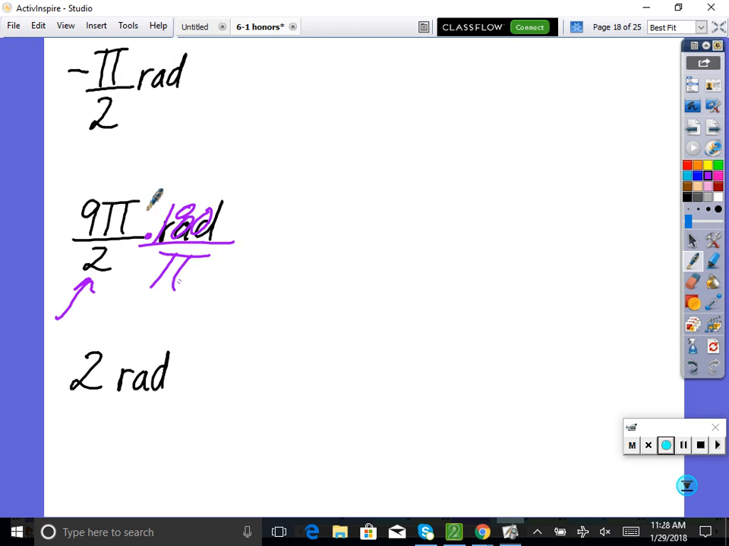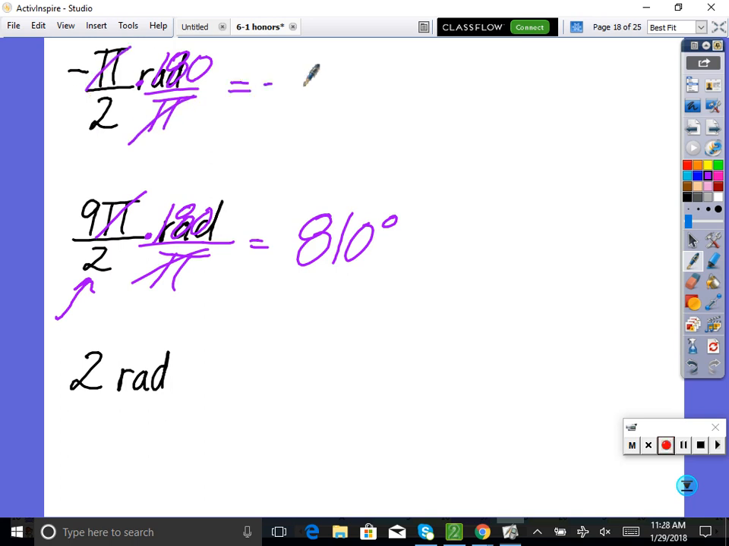So we'd multiply by 180 over pi, so that my pi's divide out by hand. So then take your calculator, do 9 times 180 divided by 2. 810 degrees. So now that would be pretty easy to draw for the most part. Okay. All right, look at this one. We do the same thing, multiply by 180 over pi. So then my pi's divide out. So negative 180 divided by 2 is negative 90 degrees.